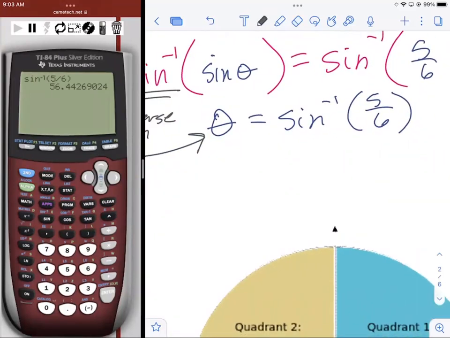I'm not going to call it theta. I'm going to call it phi. Well, let's do this. Let's call it C for the calculator's answer. We'll just call it C every time. C for the calculator's angle. It's 56.442... degrees. Now, is that the answer that we want?